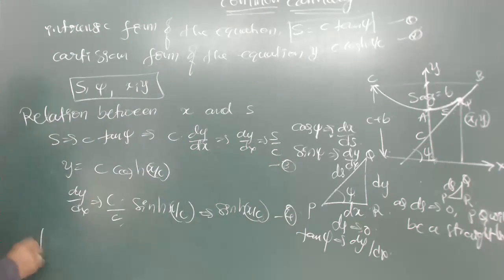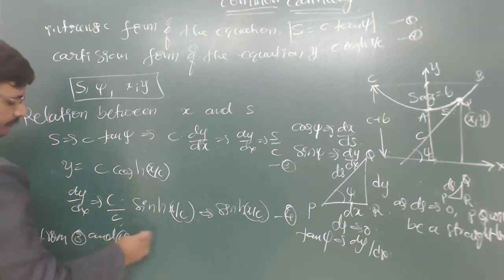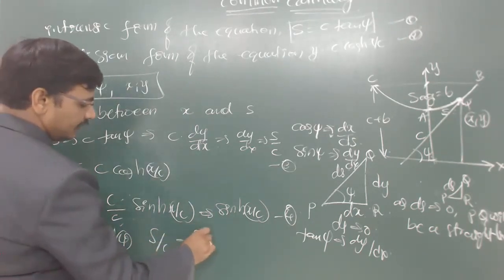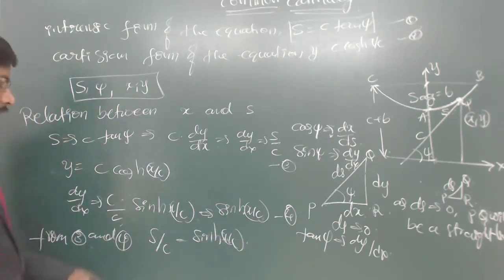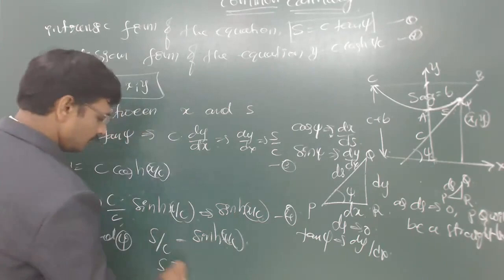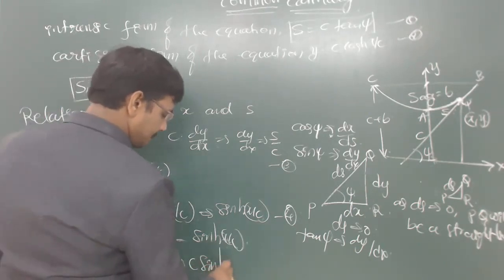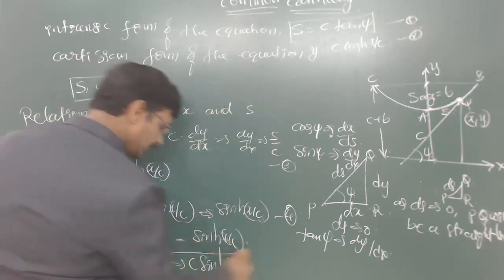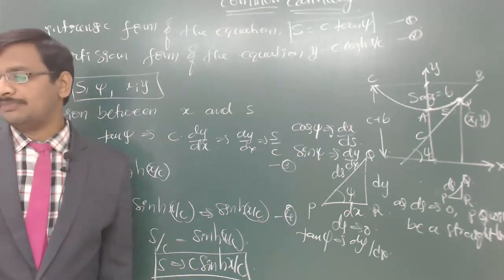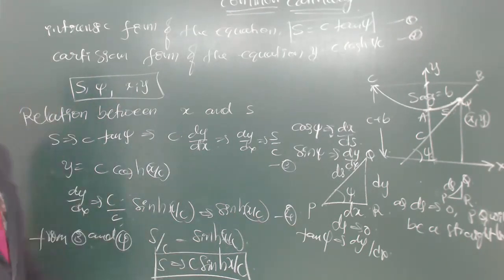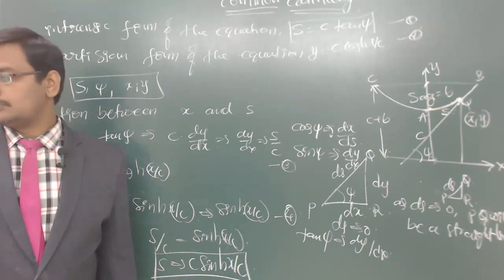So from 3 and 4, s by c is equal to sinh x by c, or s is equal to c sinh x by c. So this is the relation between s and x. Got it? I hope you understood. This is straightforward and simple. Any questions, you can let me know.